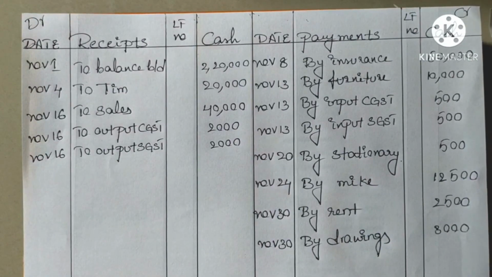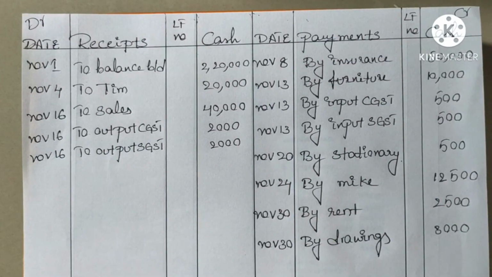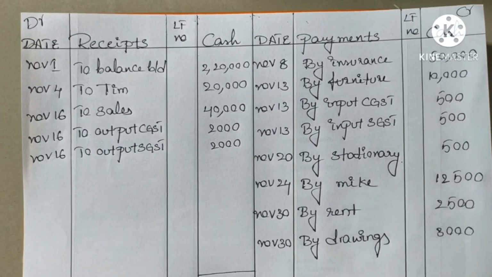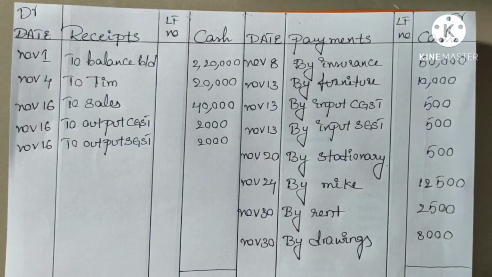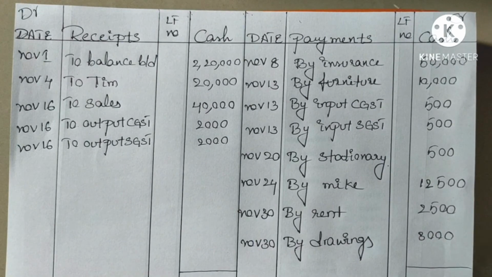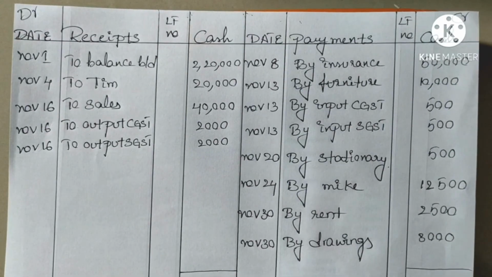Now we have posted all the transactions that are there in the problem. Now we will add all these amounts on the debit side and credit side. On the debit side, we will get 2,84,000 and on the credit side, we will get 79,500. So, as per the balancing rule, we will mention the highest amount on both the sides. That is 2,84,000.